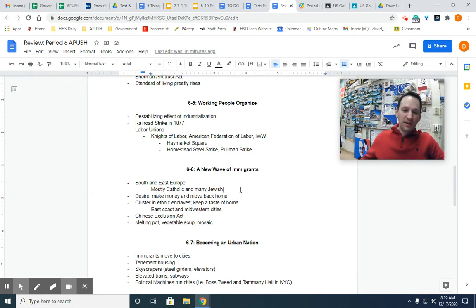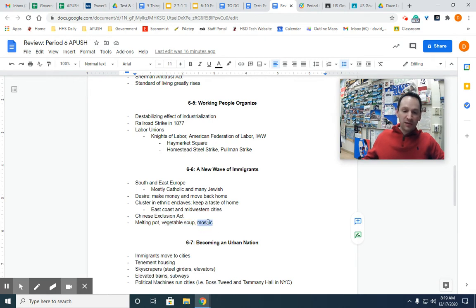So we get that whole idea of the melting pot theory where you throw everybody's culture into one big pot, stir it up, and you kind of have one homogenous outcome. The book talks about a vegetable soup of different people's cultures and customs, each being unique, but each adding to the flavor of American culture.